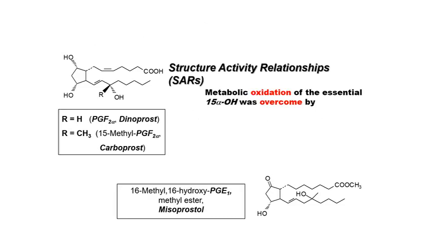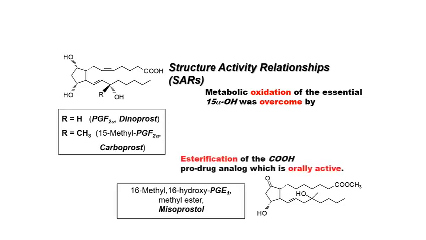According to what we have said, we can deduce that we can overcome the metabolic oxidation of the 15th alpha OH by introducing a methyl that protects it sterically, so the oxidation will be hindered. We can deduce again that we can ameliorate the pharmacokinetic properties and lipid solubility of the prostaglandin by its esterification at the carboxylate to be a prodrug that is active.